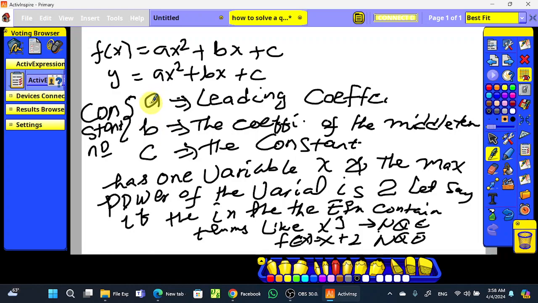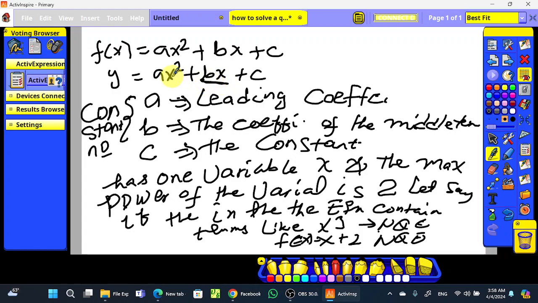So a is sometimes called the leading coefficient of the quadratic function, because it leads this quadratic function. It is in front of the function, the coefficient of the x squared term. b is the coefficient of the middle term. Let me show you. This thing right here is called the middle term.